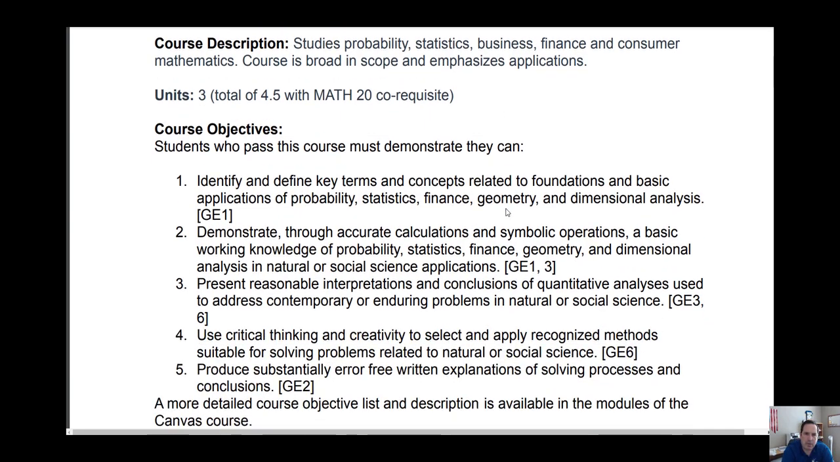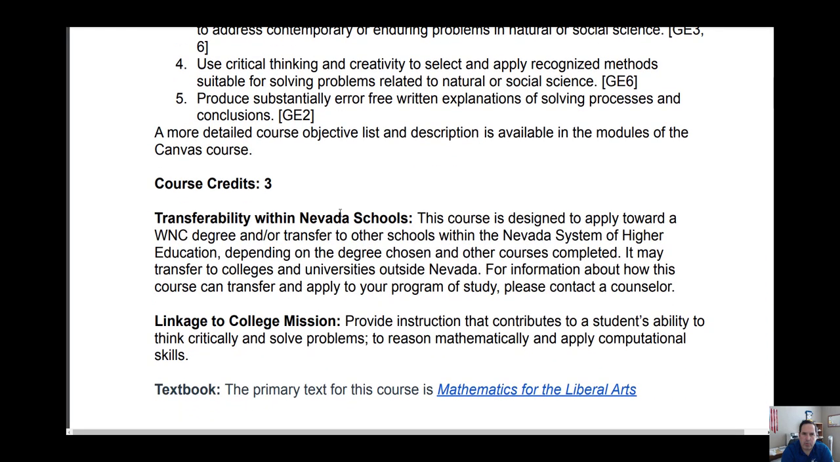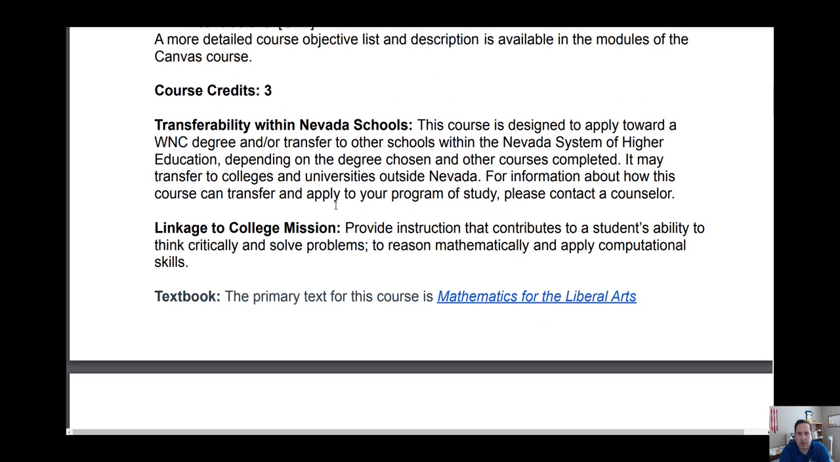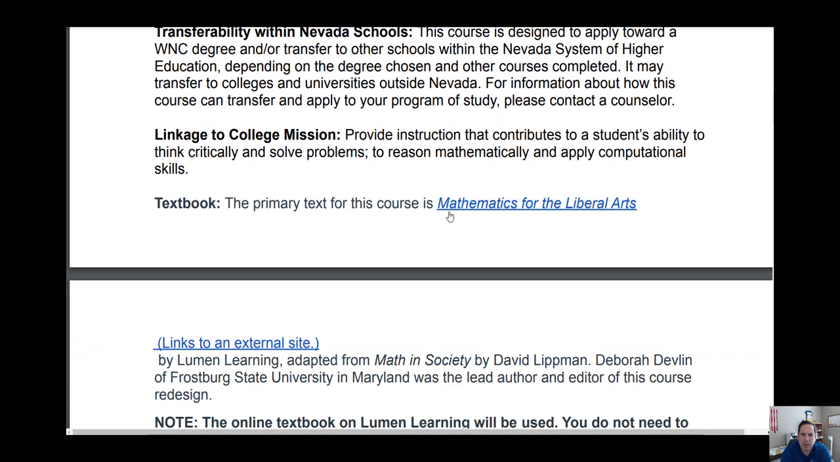Course objectives are here. Let you read through that. Course credits 3, like I said, where it's 4.5 with the other part. Transferability within Nevada. It works with all the Nevada schools. Linkage to the college mission. Provide instruction that contributes to a student's ability to think critically and solve problems, to reason mathematically and apply computational skills. So our textbook is Mathematics for Liberal Arts.